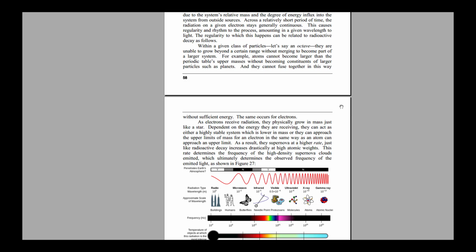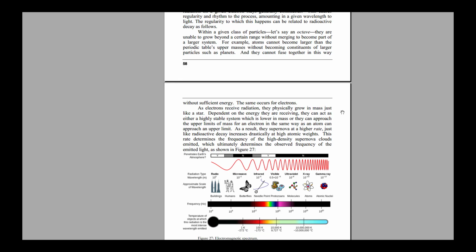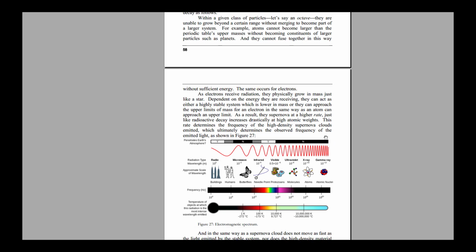As electrons receive radiation, they physically grow in mass just like a star. Dependent on the energy they are receiving, they can act as either a highly stable system, which is lower in mass, or they can approach the upper limits of mass for an electron in the same way as an atom can approach an upper limit. As a result, they supernova at a higher rate, just like radioactive decay increases drastically at higher atomic weights. This rate determines the frequency of the high-density supernova clouds emitted, which ultimately determines the observed frequency of the emitted light as shown in Figure 27.